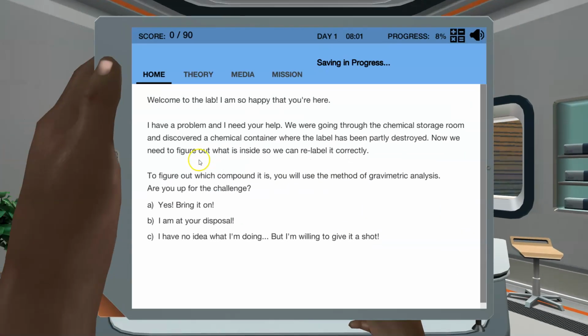Welcome to the lab. I am so happy that you're here. I have a problem and I need your help. We were going through the chemical storage room and discovered a chemical container where the label has been partly destroyed. Now we need to figure out what is inside so we can relabel it correctly. To figure out which compound it is, you will use the method of gravimetric analysis. Are you up for the challenge?